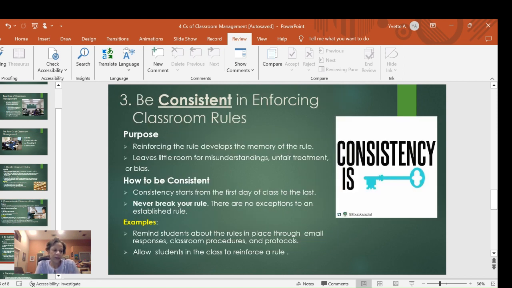The third rule that we have for classroom management is being consistent. Consistency is the key for everything that you do as a teacher. You want to consistently reinforce the rules, because reinforcing a rule helps develop the memory of the rule in the student. It's almost like if you do a lot of exercise for a while, then you get an injury and don't exercise. When you go back to that exercise, it's been said that your muscles have memory, and they remember it, and it goes back to where it was prior to the incident. Classrooms operate the same way.